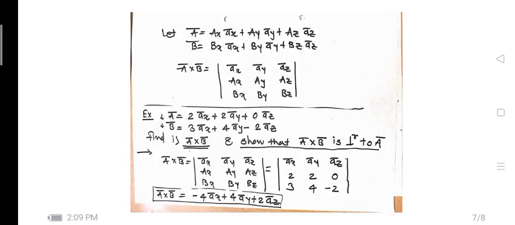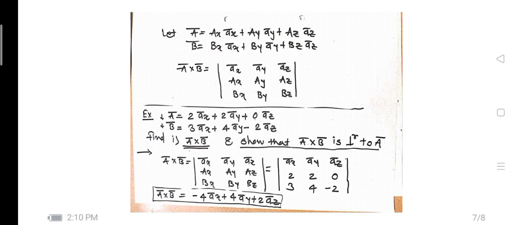So here is another definition of a cross product. If I consider two vectors in a Cartesian coordinate system, a bar is equal to ax a bar x plus ay a bar y plus az a bar z, and b bar is equal to bx a bar x plus by a bar y plus bz a bar z. In that case, a bar cross b bar is equal to the determinant of a bar x, a bar y, a bar z, ax, ay, az, bx, by, bz.